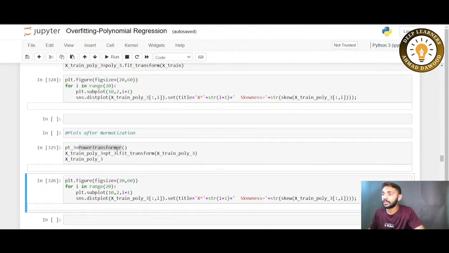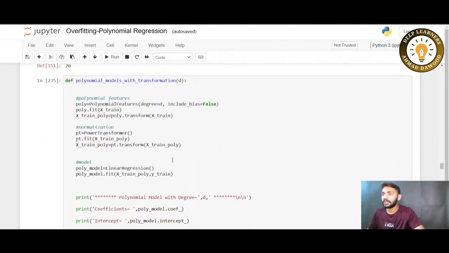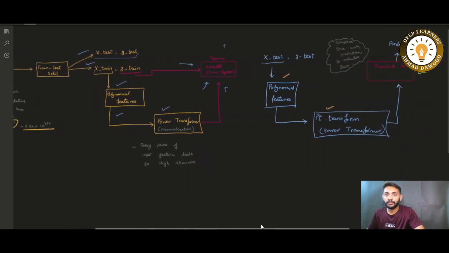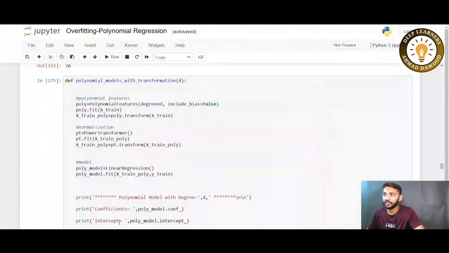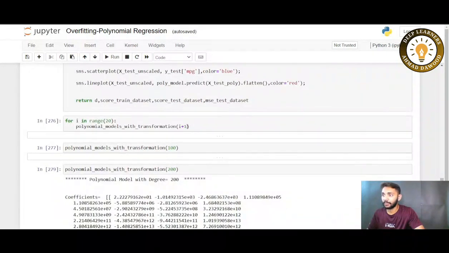So come back to today's session. We have updated our linear model to a polynomial model, and we have seen that the score of the model on training data points and on testing data points has increased. In the same way, by following the same structure that I have here, I have designed a function so that I can plot multiple degree plots at once.